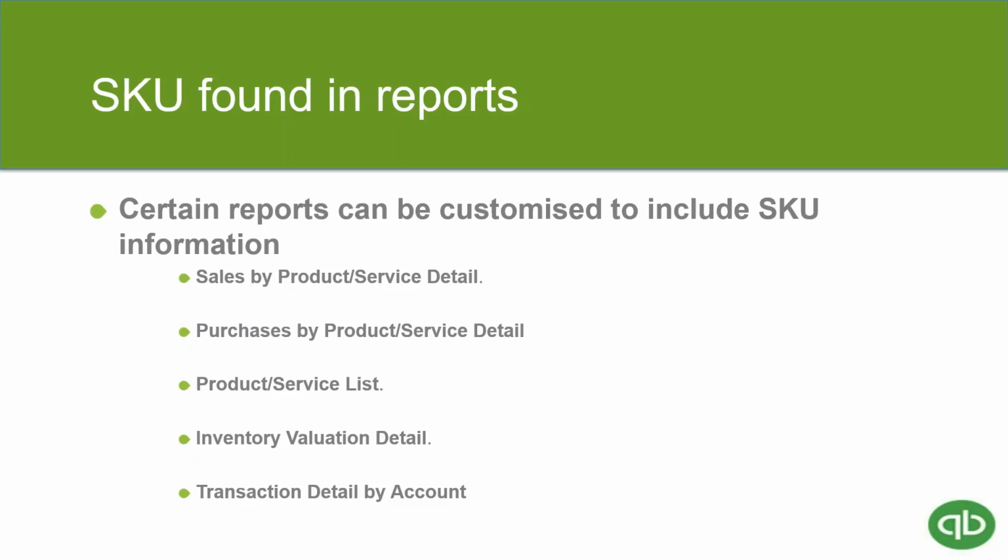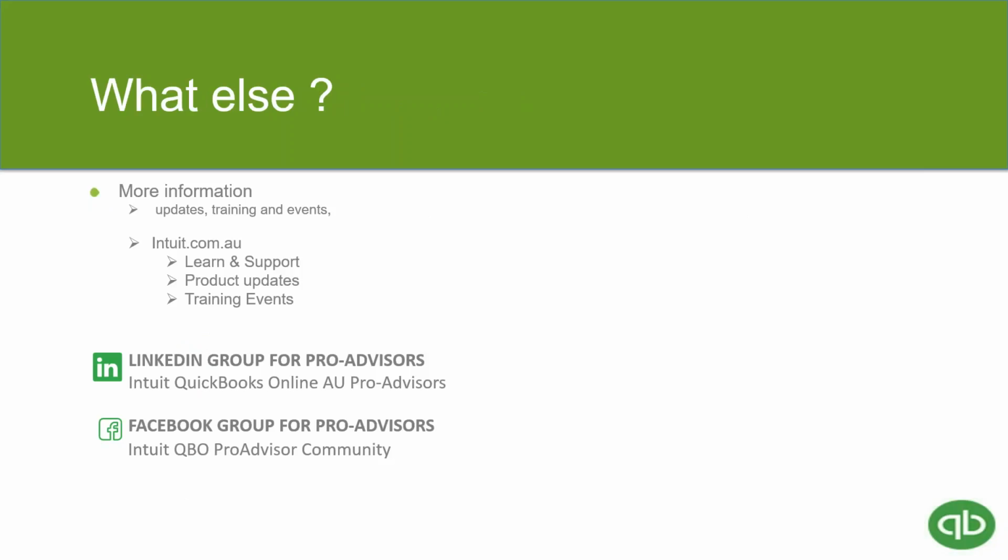So each one of those reports will actually show your SKU number, but you do have to go in and actually customize to actually show the SKU. So do remember that, please. What else? Okay. So I'll show you more information where you can find updates, training and events. I'll actually show you where you find your product updates under Learn and Support and Training and Events. And then I'll come back and talk to you about the LinkedIn group and Facebook group page.